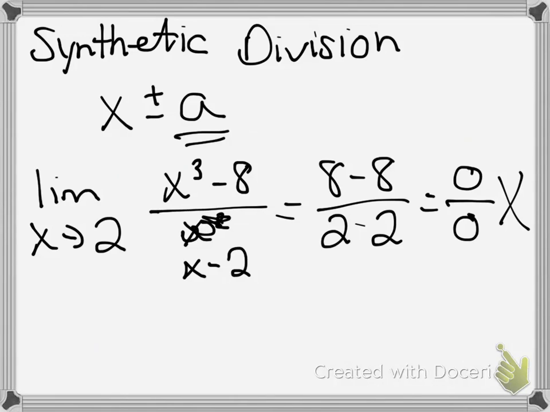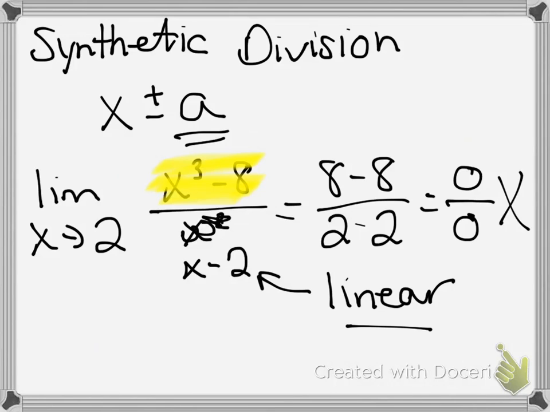So in order to solve this, one of you might have noticed that this is a difference of cubes up here, so you could have just used your difference of cubes and factored. But if you didn't pick up on that, your divisor is linear, so you can use synthetic division. So let's look at synthetic division. So if you had this situation of x to the third minus 8 over x minus 2.